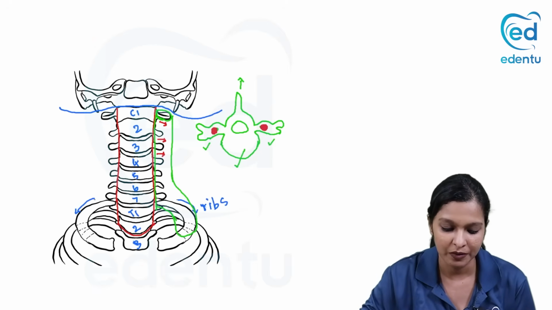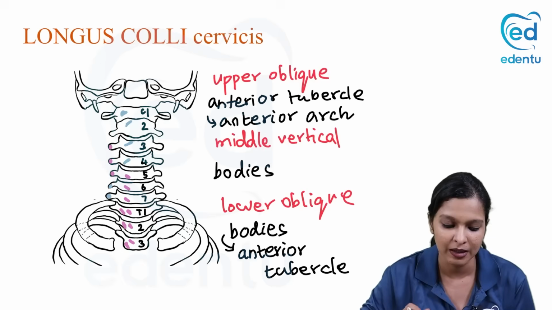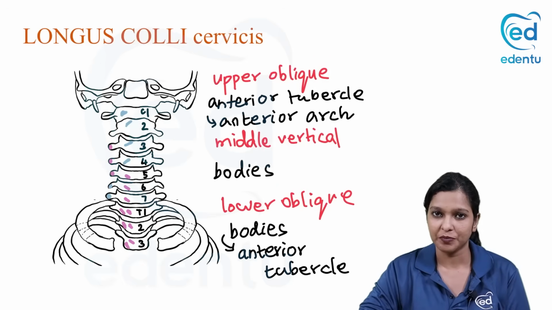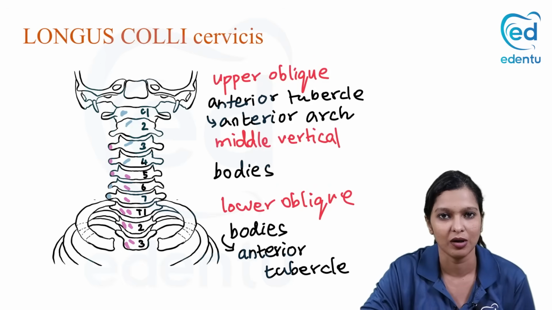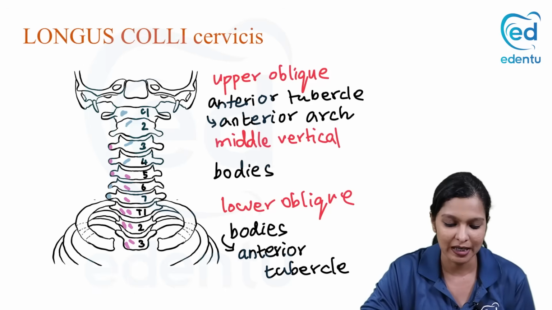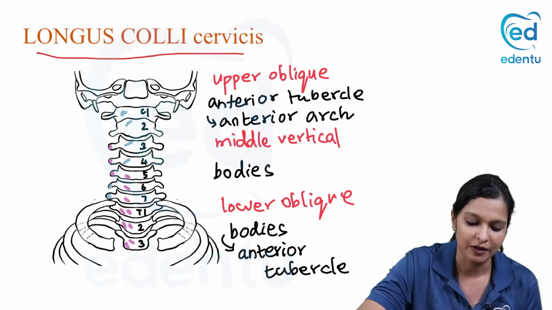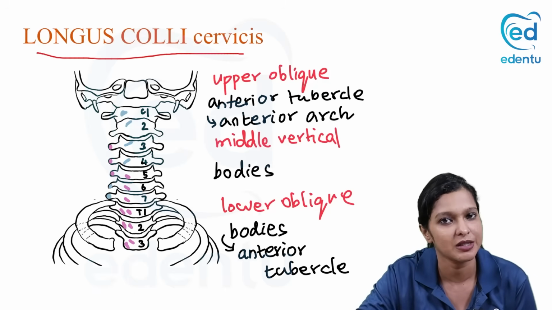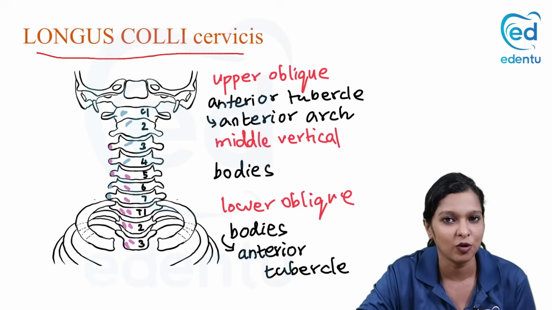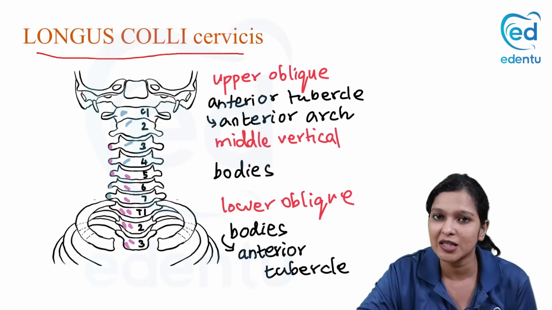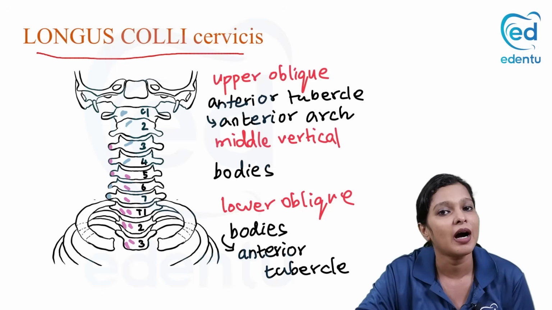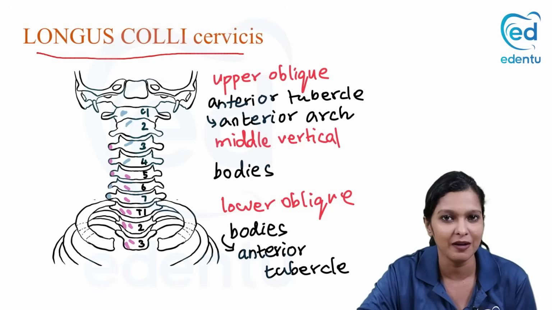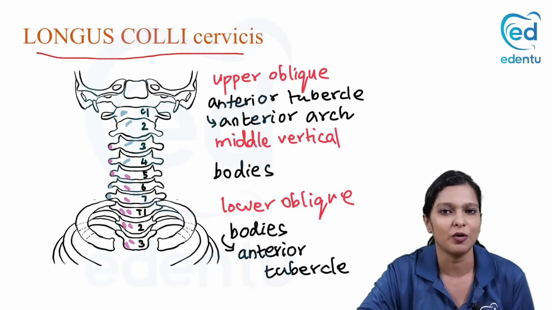Now, the first muscle that is present in the prevertebral region. The prevertebral region consists of 4 muscles in total. The first muscle is called longus colli cervicis. So that's the first muscle, longus colli cervicis. Now this muscle itself has 3 parts. It can be divided into an upper oblique part, a middle vertical part and a lower oblique part.